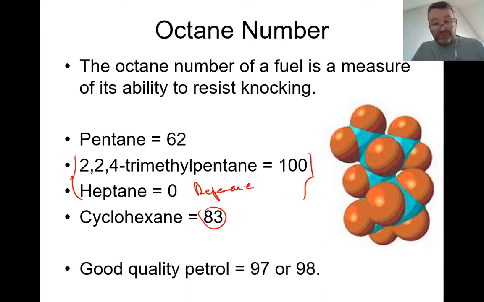Good quality petrol, as we said already, has an octane number of roughly 97 or 98. So therefore it must be created. And it must be made by taking the 2 reference hydrocarbons together with your petrol and adding them in at the correct ratio so that you get bang on 97 or 98, depending on which one you wish to sell.